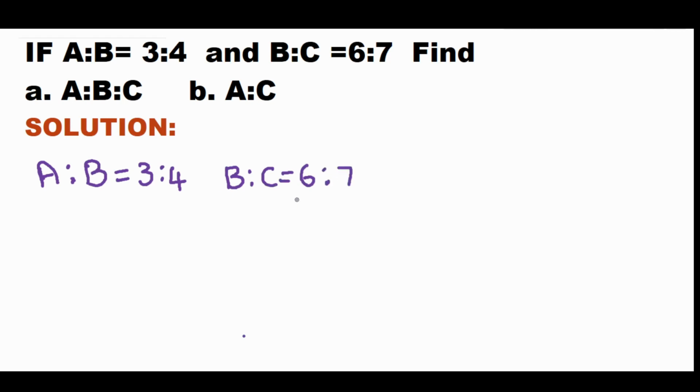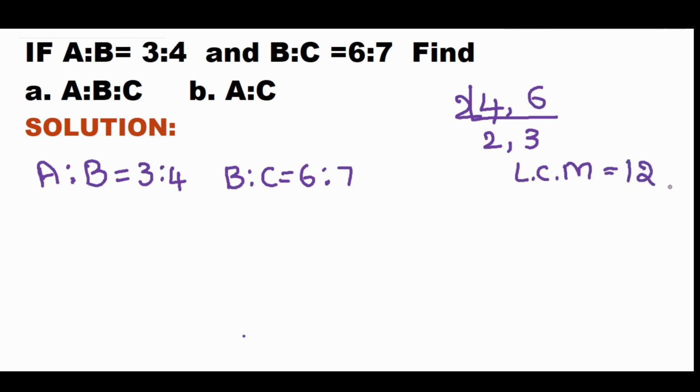See, in both the terms B is common, but B is not equal. In both the ratios, B is not same. To make it same, we need to take the LCM. So I have 4 as a B value in the first ratio and 6 in the next. So let's take the LCM. You get 2, you get 3. Therefore, LCM is 2 into 3 into 2 is 12.